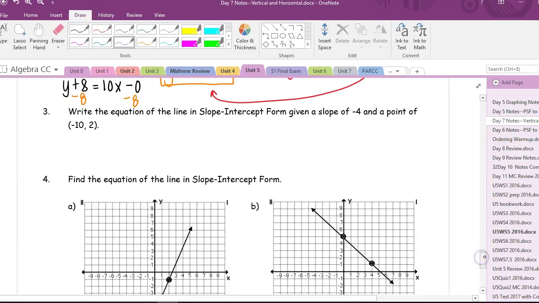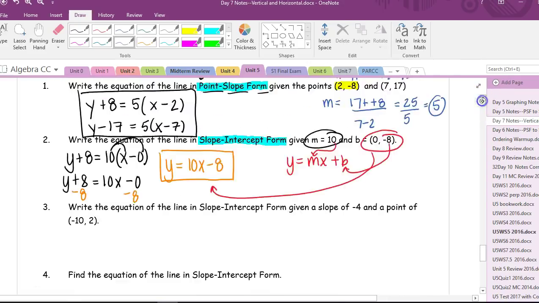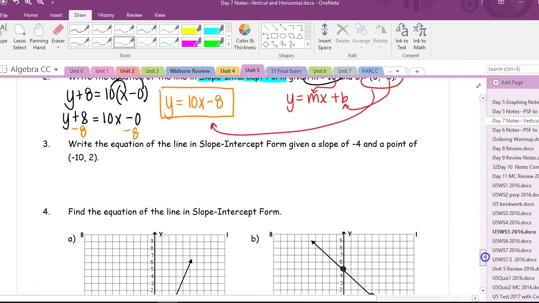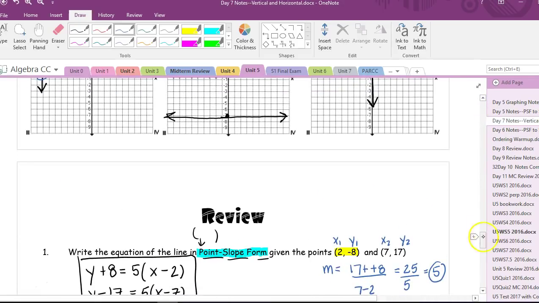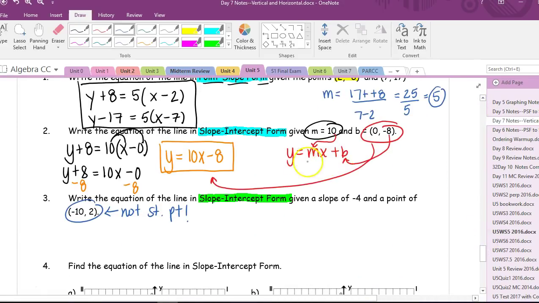All right, 3, write the equation of the line in slope-intercept form given a slope of -4 and a point of -10, 2. So slope-intercept form again. We're going to distribute and solve. Notice this is not a starting point. There's no 0, comma, so we cannot do this fast method here. We're going to have to start in point slope.